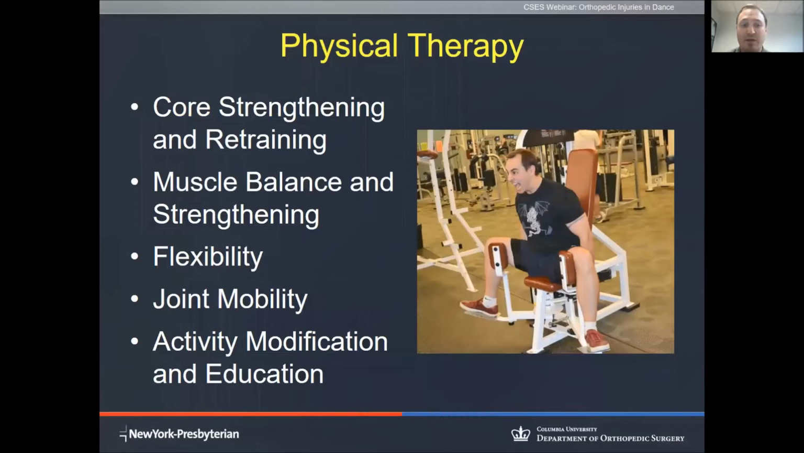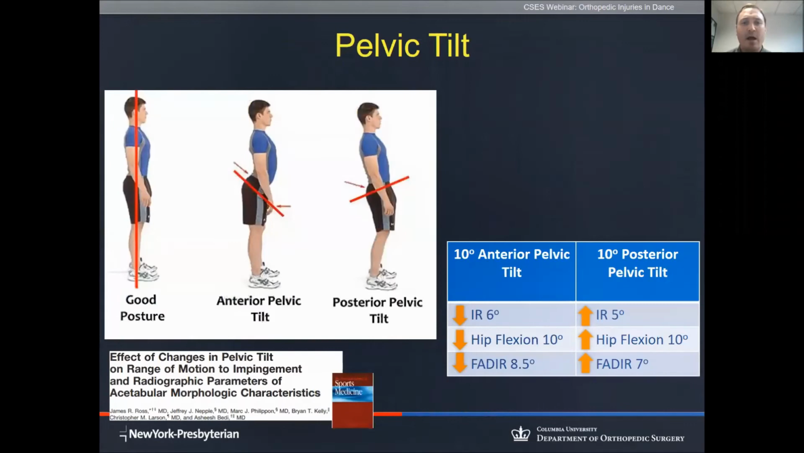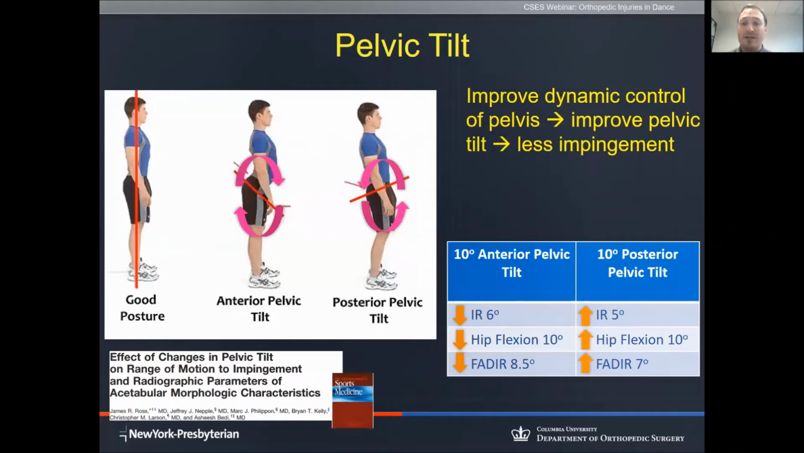And I would obviously defer to Dr. Bronner to go into some of the details of that in her talk, but just wanted to give you some broad strokes here. One thing to take into consideration with this athletic population is the role of pelvic tilt. Having just 10 degrees of anterior pelvic tilt can decrease their internal rotation by 6 degrees, but by trying to correct that and bring it more into a posterior tilt, you can actually improve the range of motion and potentially get rid of that abutment that might be present.